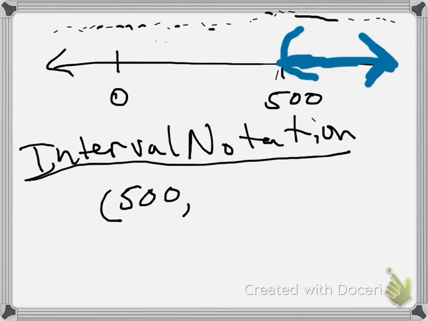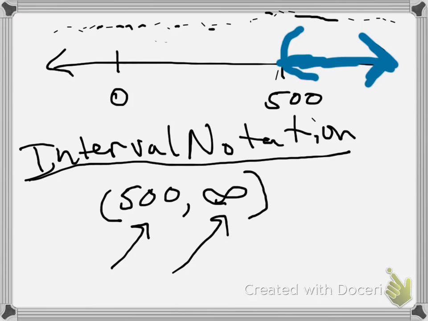So that means it goes all the way up to positive infinity, and it never ends. And infinity is always associated with a pair of parentheses and not a bracket. So that's interval notation. That reads that the x values start at 500, not including 500. There's the parentheses. And they never stop. It goes all the way to infinity.